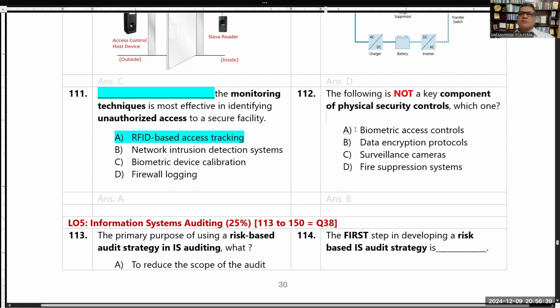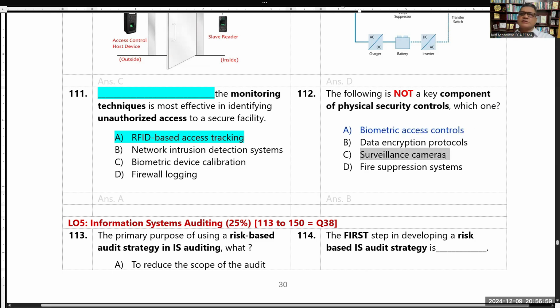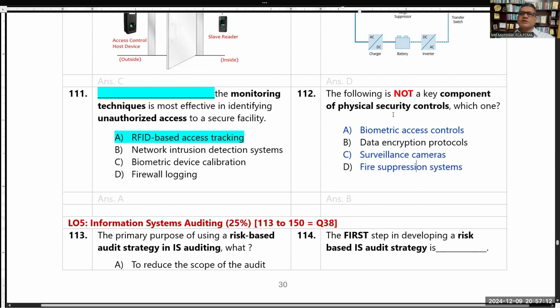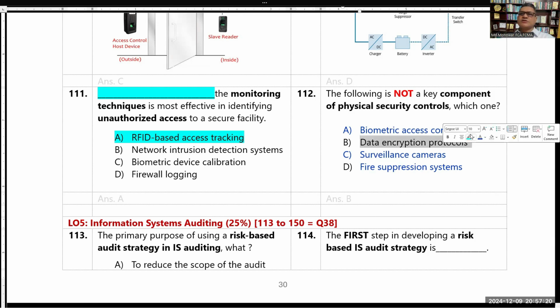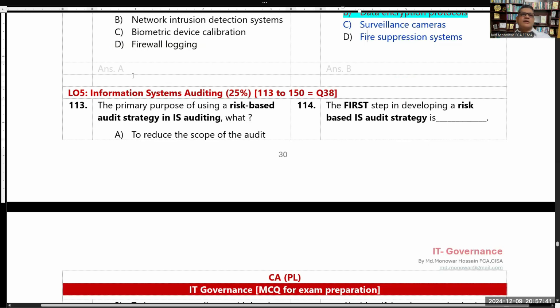Which of the following is not a key component of physical security control? Here, biometric access control is a component. Surveillance cameras are also a component. A fire suppression system is also a component. So here, the data encryption protocol is not a physical security control. Answer B.